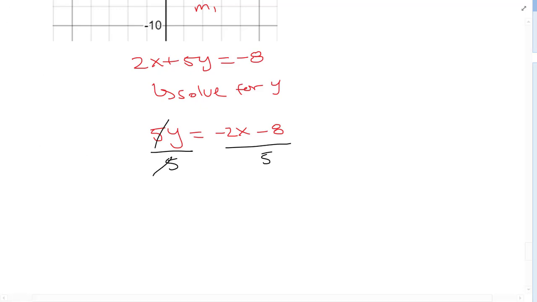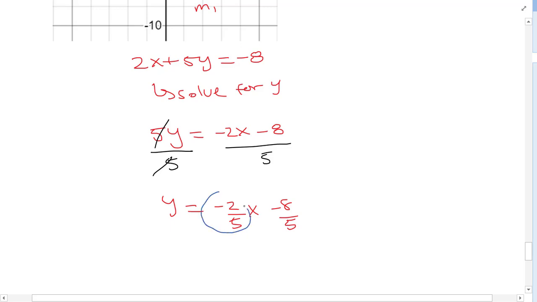And so these cancel, and I'm left with y = -2/5 x - 8/5. I have to divide everything by 5. I don't really care about the -8/5. We're looking for the slope. The slope here is -2/5.